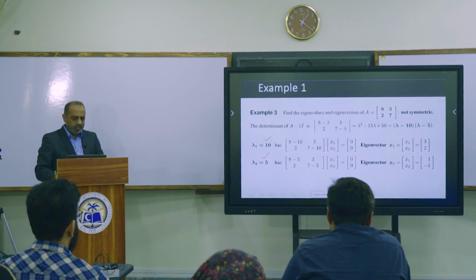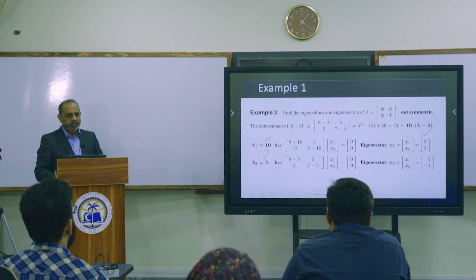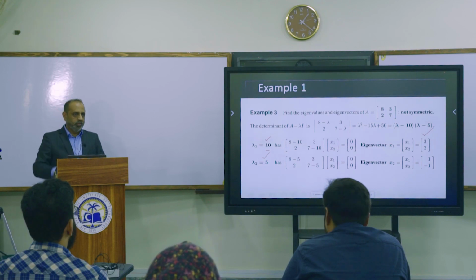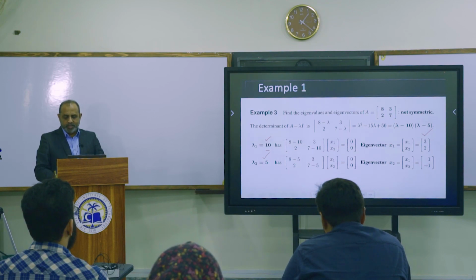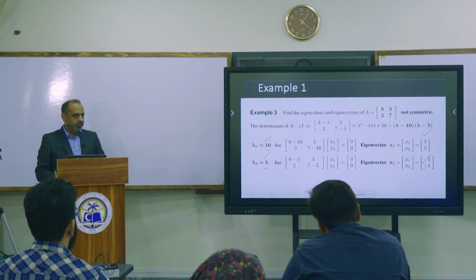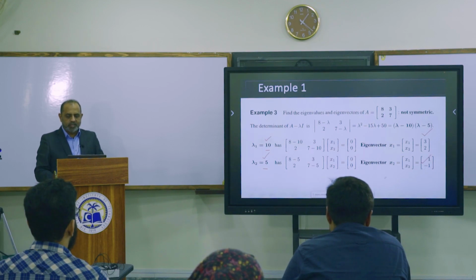And for this lambda 1, my vector comes out to be 3 and 2. Okay, my vector is 3 and 2: 3 in one direction, 2 in the other direction. And my second eigenvector, for 5, comes out to be 1 and minus 1. This is the second vector. So these are the two eigenvectors and these are the two eigenvalues. Okay, so that's how we calculate the eigenvalues and eigenvectors.